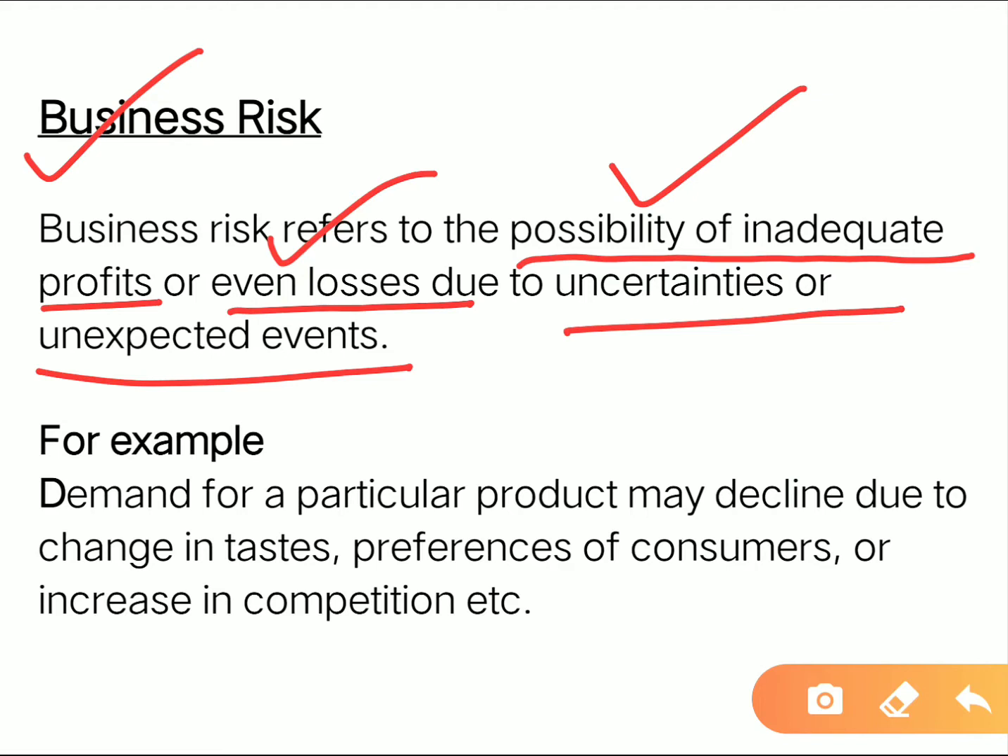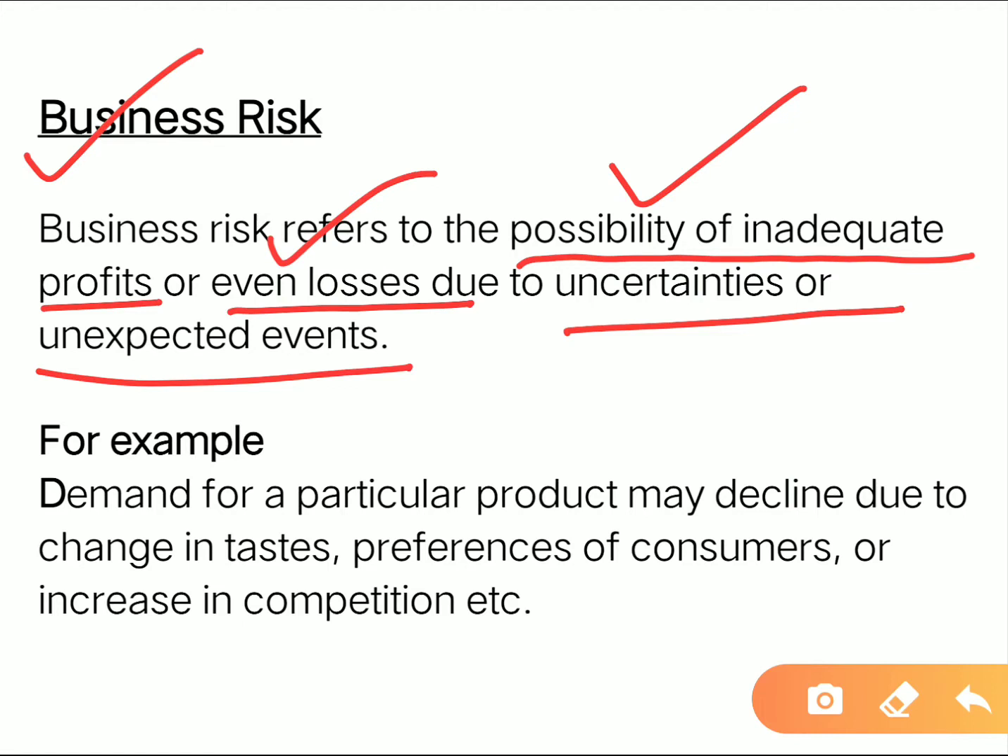And why does that risk happen? Due to uncertainty or unexpected events in the future which the manager or the businessman is not aware of, due to which he has to suffer loss, or there is also a chance of inadequate profit. In simple words, business risk means a chance of incurring losses. The business can incur loss or less profit due to uncertainties or unexpected events, any events which are not expected and can prove bad for the business. So that is business risk.